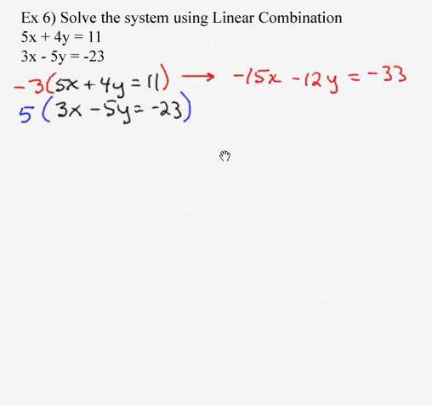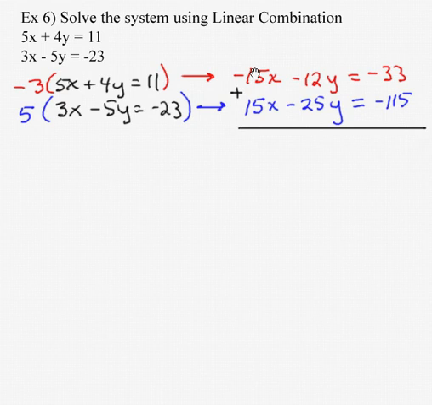So let's multiply those through. And the red equation here, -3 times 5x is -15x, then minus 12y. Don't forget to multiply that constant. 11 times negative 3, that's negative 33. And the blue here will multiply out the 5. So that's going to be 15x minus 25y equals negative 115. Don't forget to multiply that constant by the 5 also.